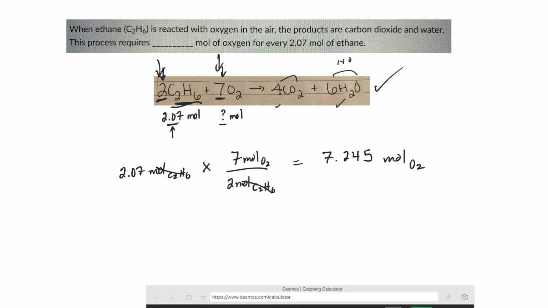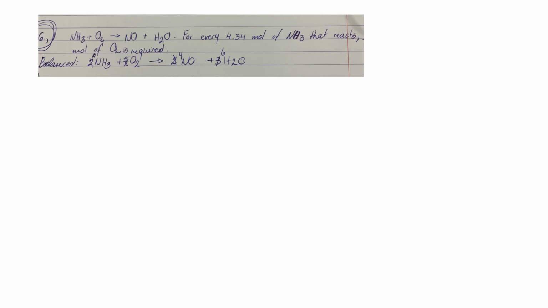Now in the question, they gave me 3 sig figs. So in my answer, I have to give 3. So it'll be 7.2, since this is bigger, I'll bump that up. 7.25 moles of oxygen. That's how many you're going to need to burn up that 2.07 moles of ethane. Let's try another one too.